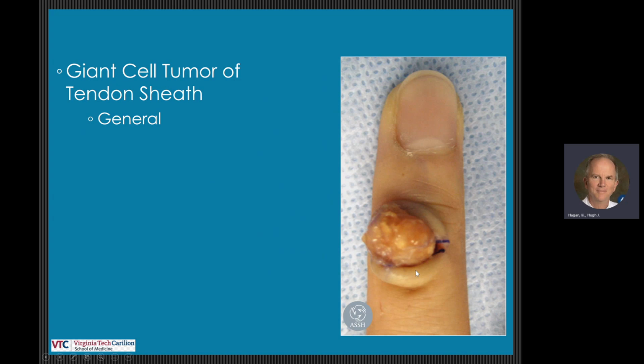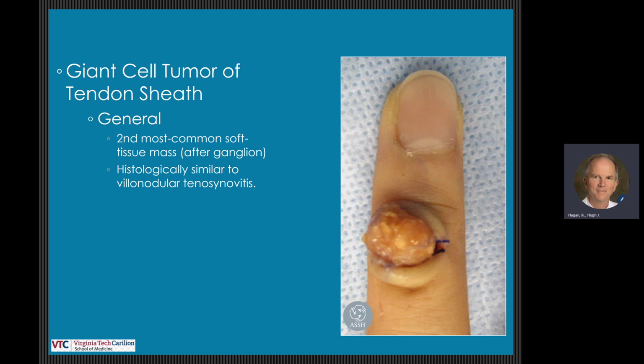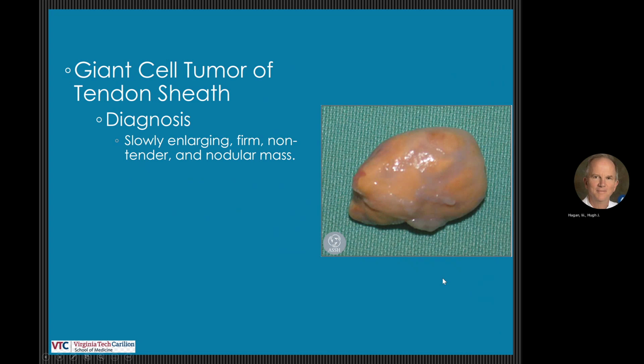Giant cell tumor of the tendon sheath is also a common benign tumor of the hand. It is the second most common soft tissue mass after a ganglion. Histologically, it is very similar to villonodular tenosynovitis as is seen in the knee. It is found in synovial fluid producing areas such as tendon sheaths, joints, capsular ligaments. They tend to be very slow growing.